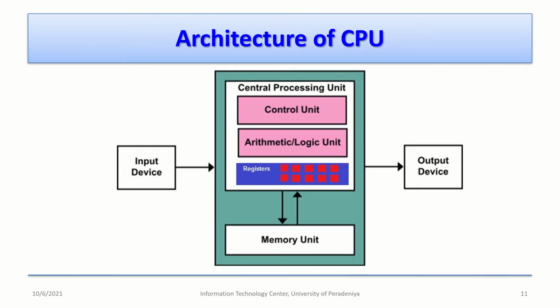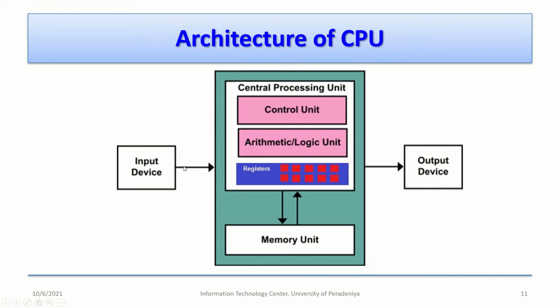And so this is the main part of this lecture, that is the architecture of the CPU, the central processing unit. In the central processing unit there are three main components: the control unit, the ALU or arithmetic logic unit, and registers. And then you may have another memory, which we call the main memory, and the input and output devices are connected to the CPU.